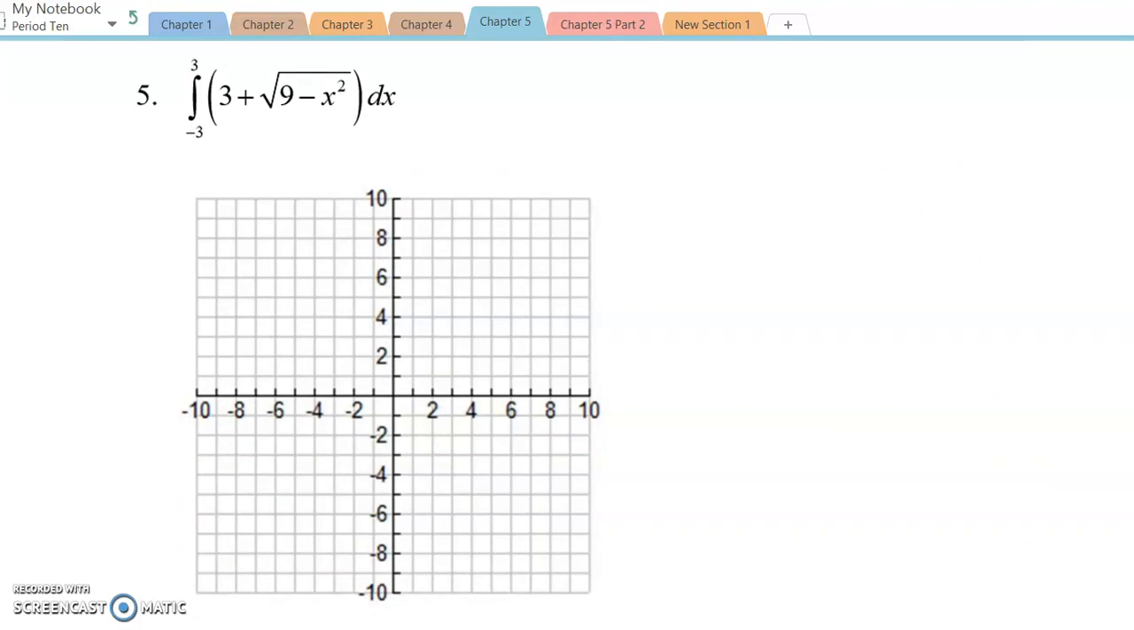Number 5 is very close to what we just did. The only thing that's different is that we have this plus 3. So that is a shift. It's going to take your entire half circle and it's going to shift up 3, just like you did in transformations in Algebra 2 or in pre-calc. The entire function gets shifted up 3.